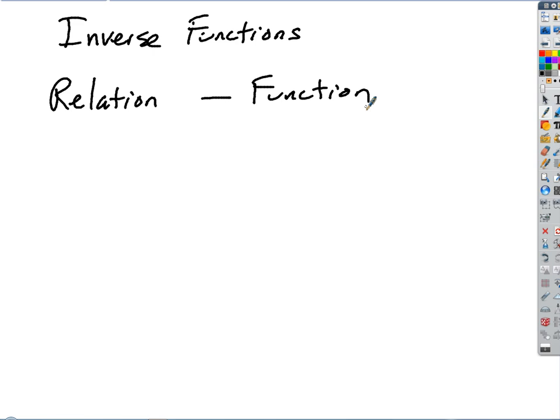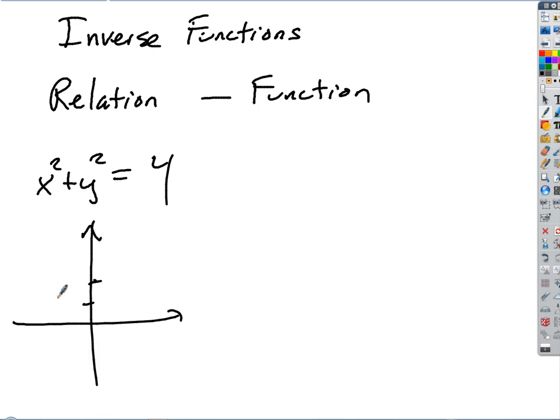But a relation could be something like x squared plus y squared equals 4. If I were to graph that, what does it look like? Circle with a radius of 2, centered on 0, 0. Yeah. So that's a relation right there. It's a relation because if I pick any x value, there's a corresponding y value, or maybe even more than one y value that goes with it, and vice versa, right?